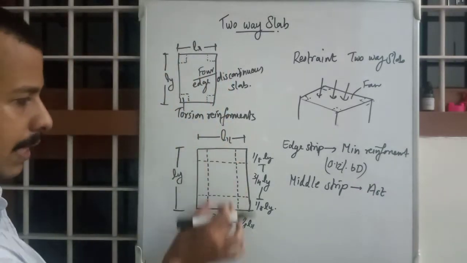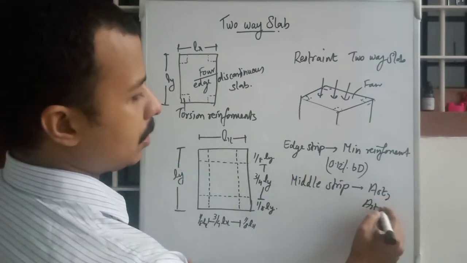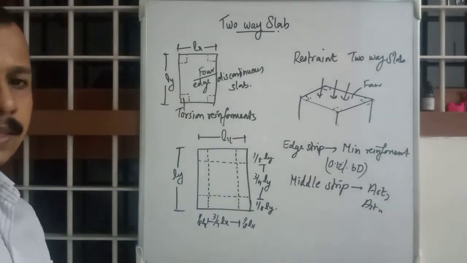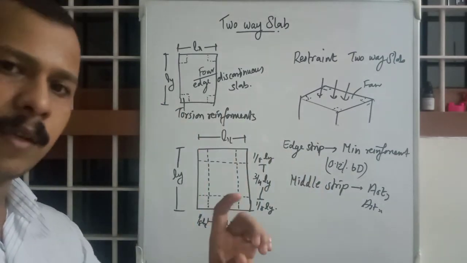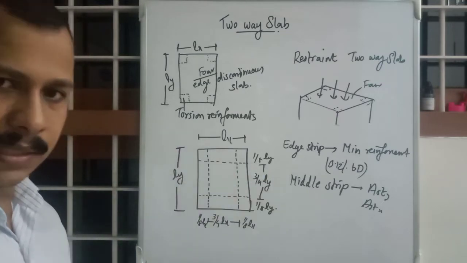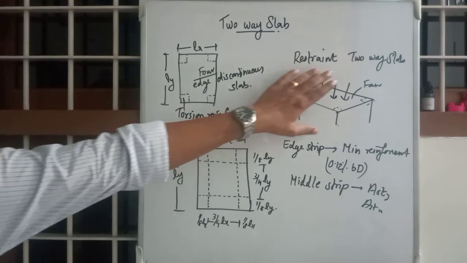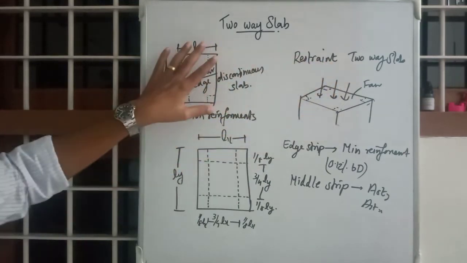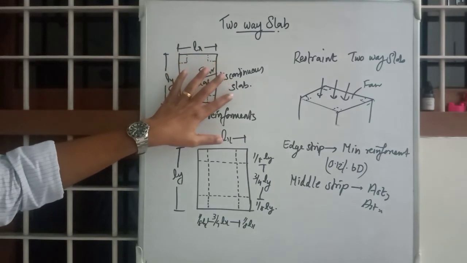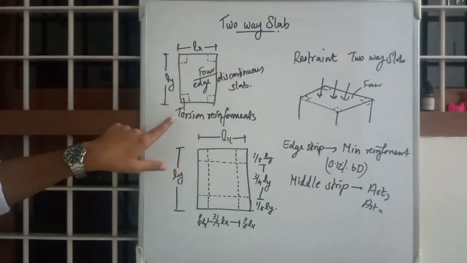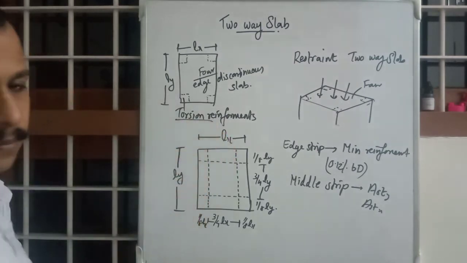In this direction you will be giving AST Y, and in this direction you will be giving AST X, as we designed in the one-way slab. We will be selecting values from a different table. That's the only difference. So that is the concept. I hope it's clear. This is a restrained 2-way slab, and for this we call it a 4-edge discontinuous slab. And we have to provide torsion reinforcement. Details about torsion reinforcement will be discussed later.